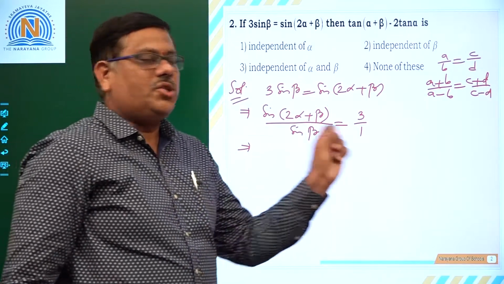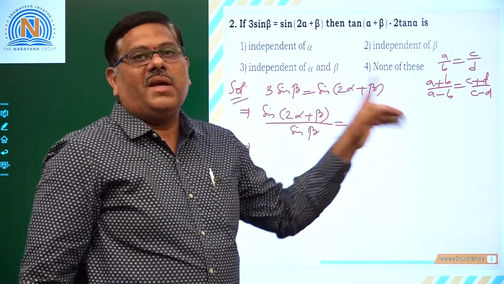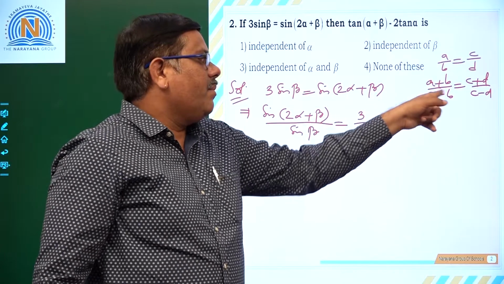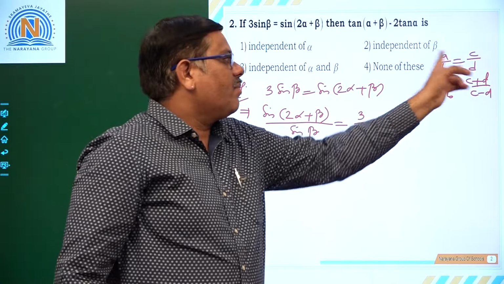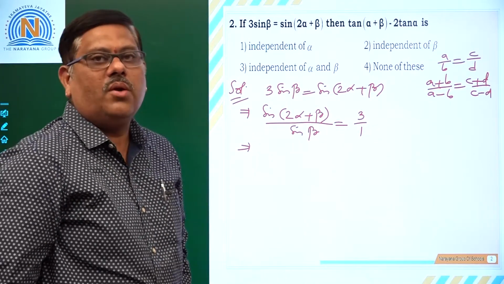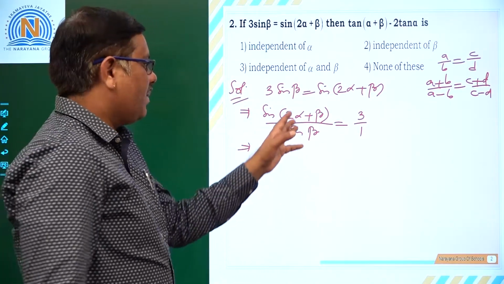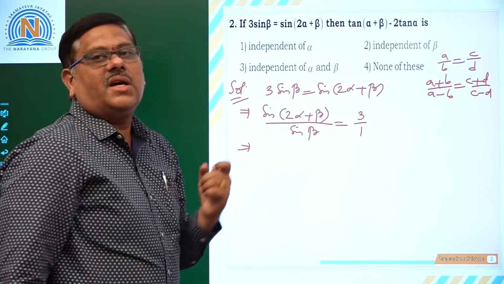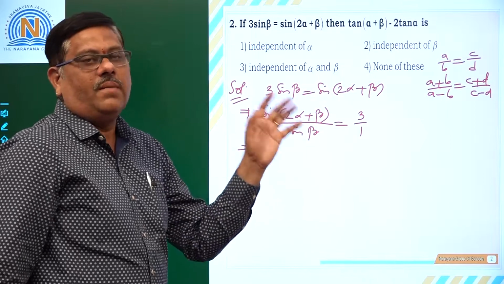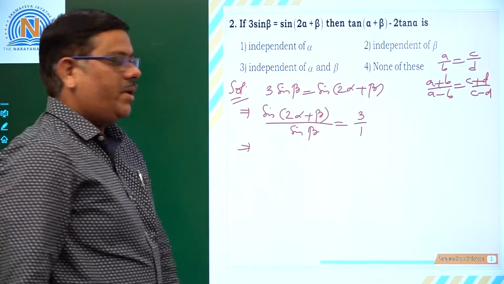Whenever you have two ratios equal, then we can apply this property: (a plus b) upon (a minus b) is equal to (c plus d) upon (c minus d). This particular property is what we call componendo and dividendo. Let us apply that here, because here also we have two fractions which are equal, two ratios which are equal. Then we can apply the componendo dividendo property.